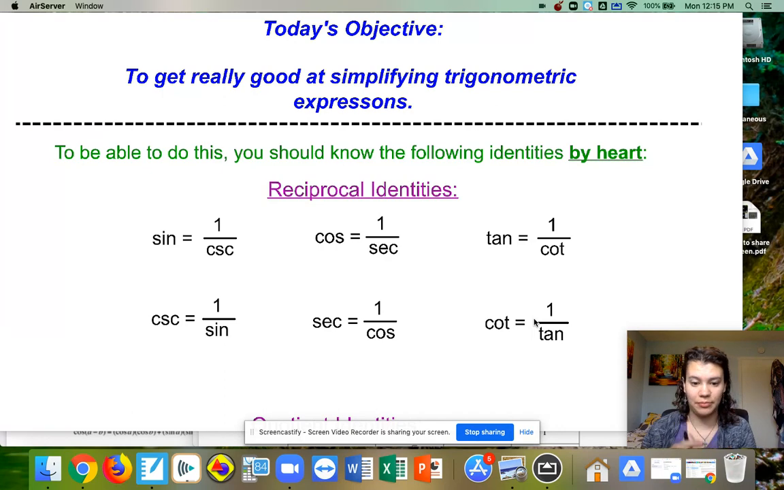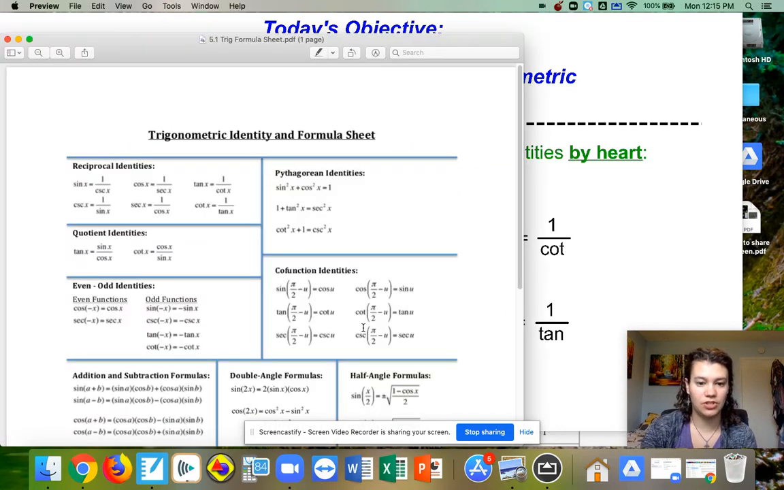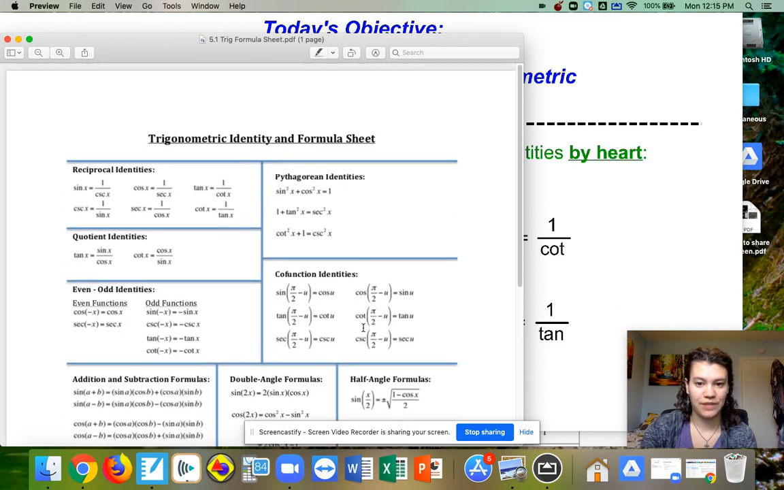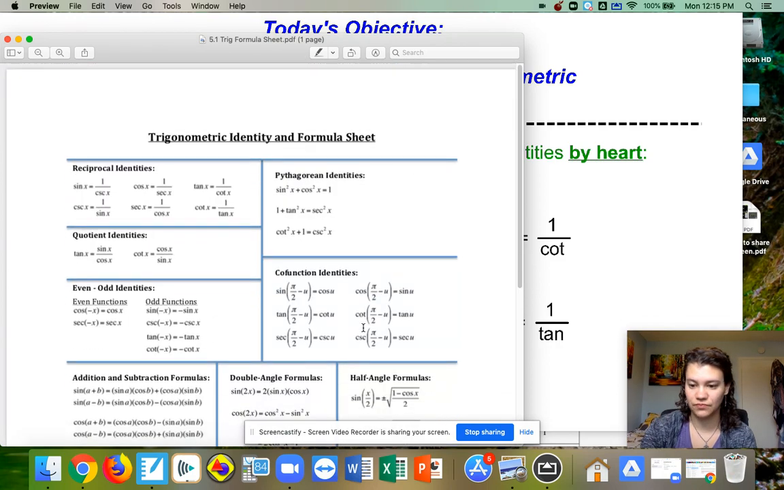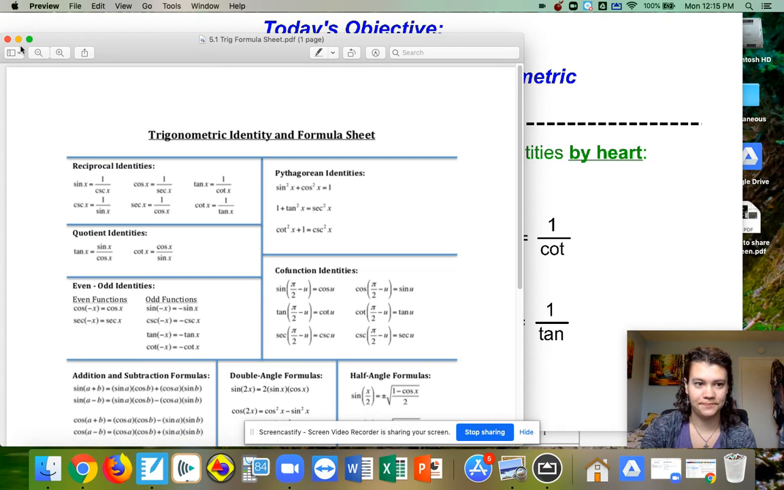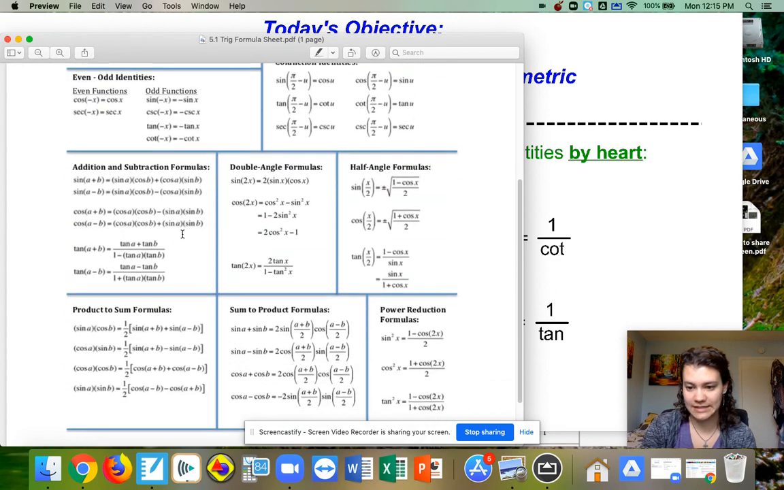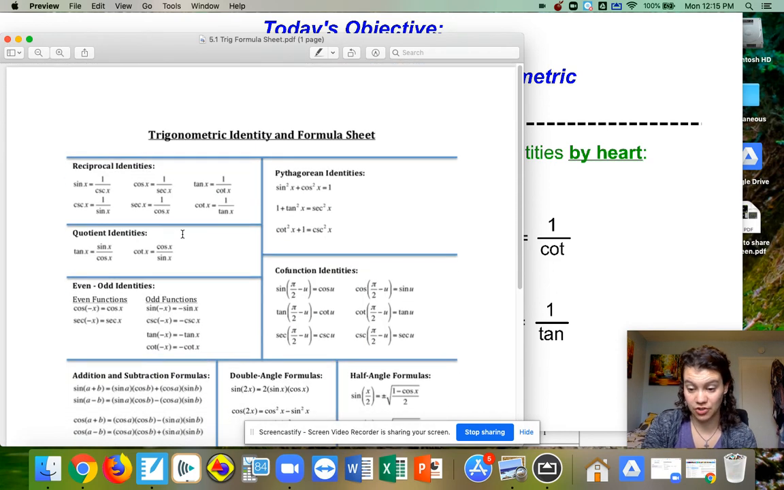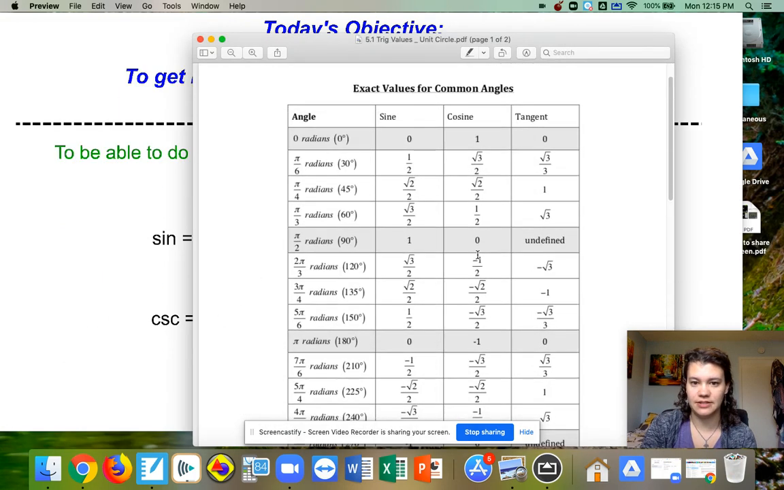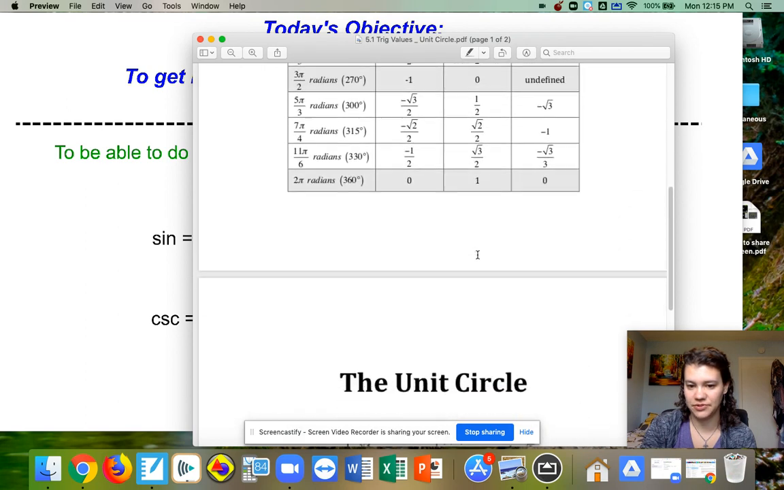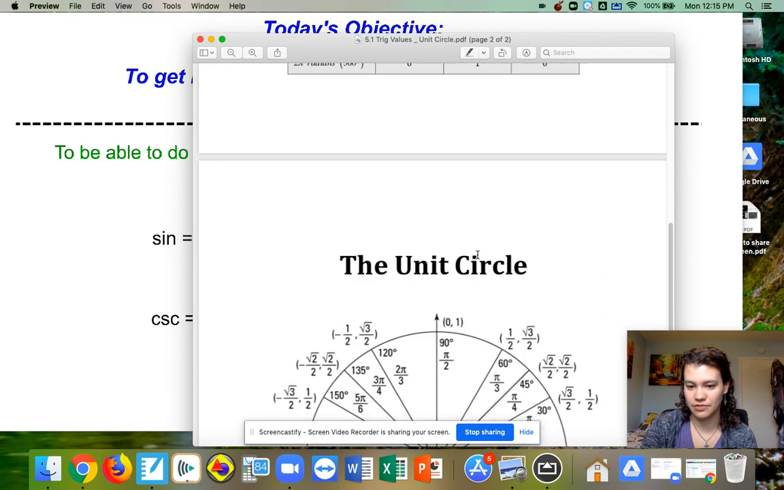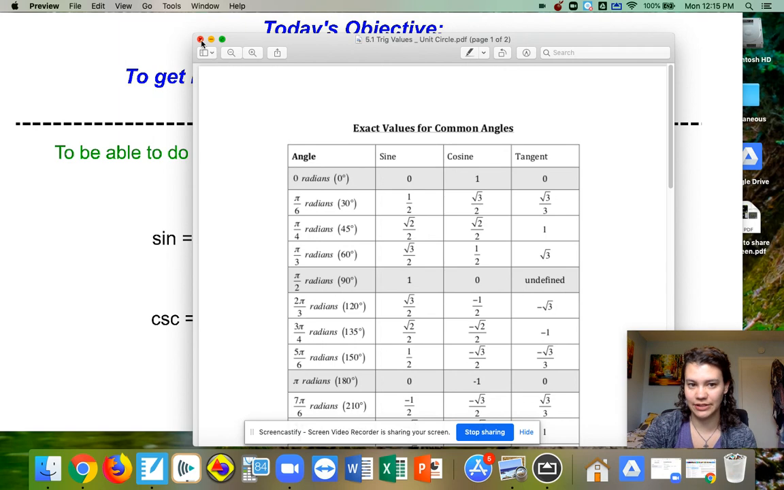Just a note, this will come up later, but there is a sheet with all of these trig identities on it. It should look like this. It is in this folder on Schoology, the trig analytical trig unit. It should be the top. So find this, download it, print it out, have it next to you, and be using it a lot. The other option then is this exact values for the unit circle. So this is also in the same exact spot. I'm going to be using this a little later on in the unit.